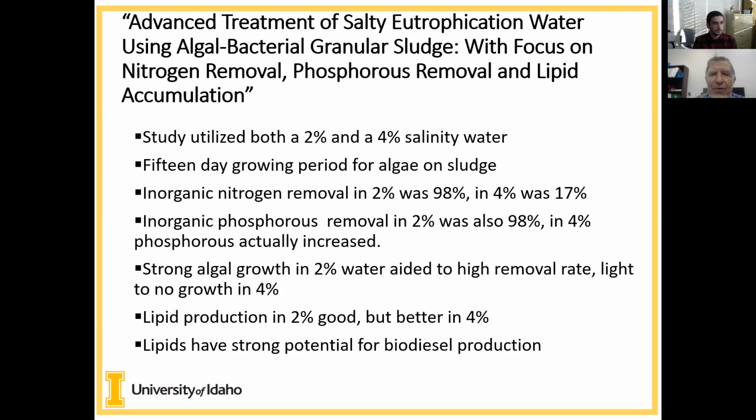Strong algal growth in 2% water aided the high removal rate, obviously, but there was light to no growth in 4%. In fact, there was actually decay to obtain the percentages that they were getting. The lipid production in 2% was good, but better in 4%. And it was noted that lipids have a strong potential for biodiesel production.